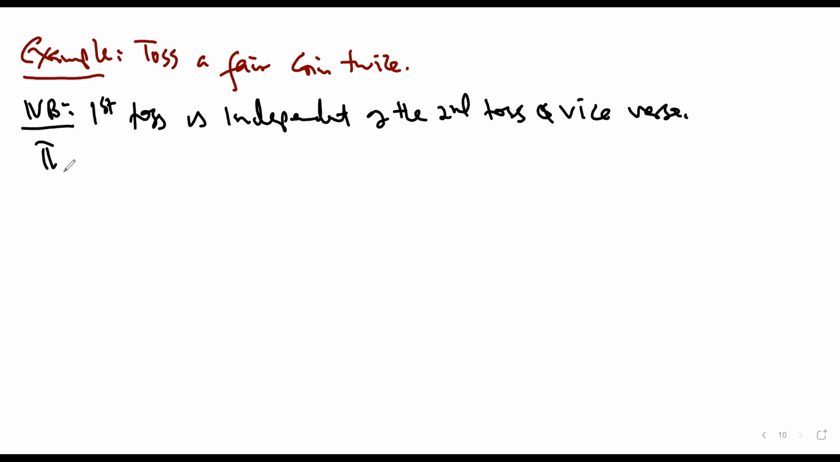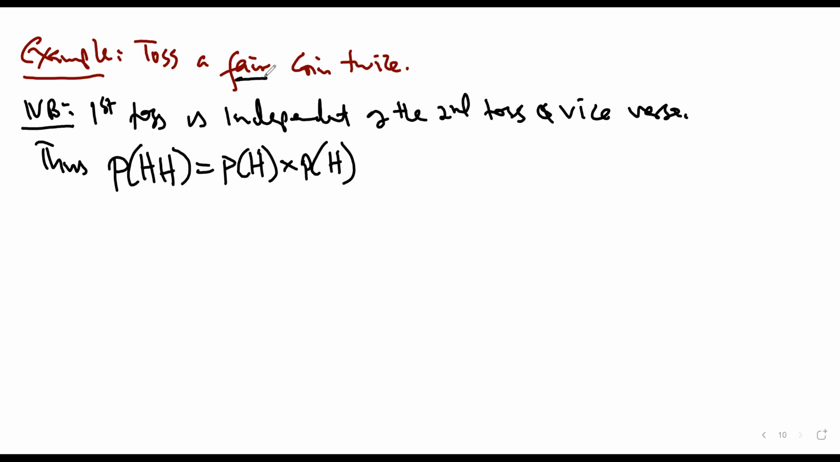So if that is so, we can say that the probability of getting a head in the first toss and also getting a head in the second toss is the same as the probability of getting a head in the first toss multiplied by the probability of getting a head in the second toss. And this being a fair coin, we know that the probability of getting either a head or a tail is half. So this is the same as 1/2 times 1/2, which is 1/4.